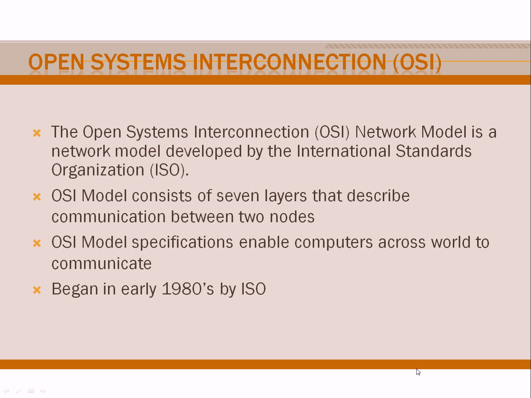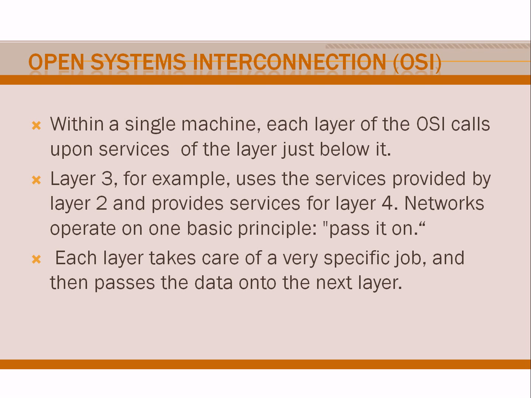The Open System Interconnection Network Model is a network model developed by the International Standards Organization. The OSI model consists of 7 layers that describe communication between 2 nodes or computers. The OSI model specifications enable computers across the world to be able to communicate with each other. This was established in the early 1980s by the ISO.